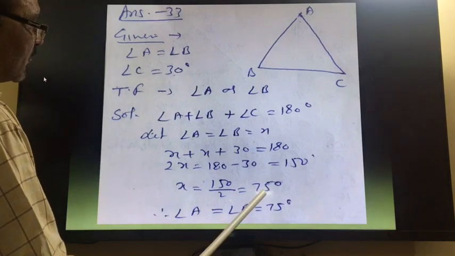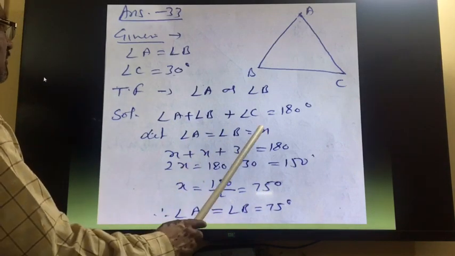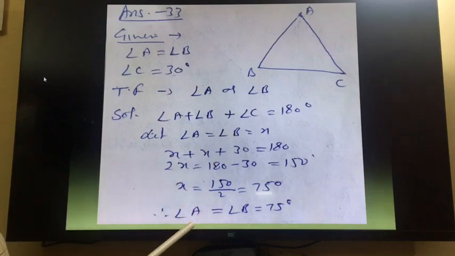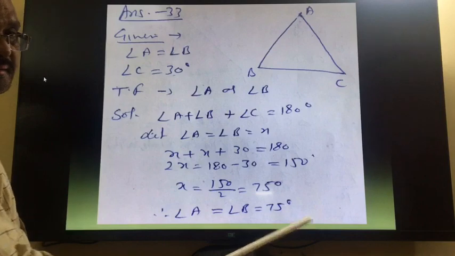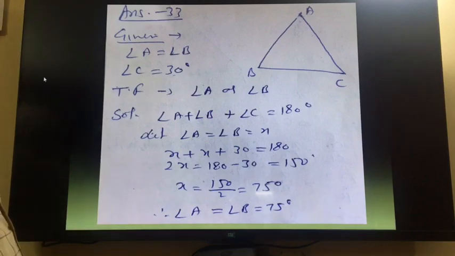And x is equal to 75 degrees, but x was equal to A and x was equal to B also. So A or B, each angle will be 75 degrees. Angle A is also 75 degrees and angle B is also 75 degrees.